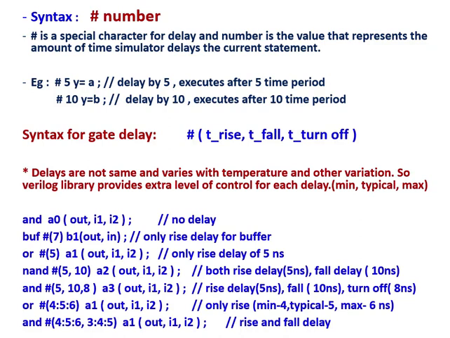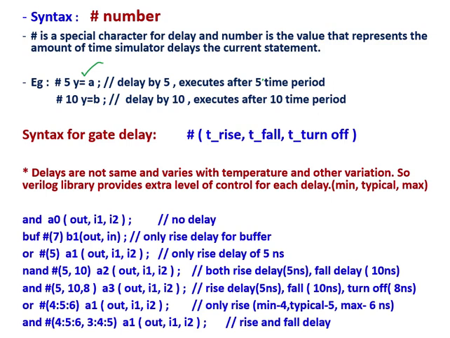And what is the syntax of these delays? The syntax is hash and a number. Hash is a special character for delay, and the number is the value that represents the amount of time the simulator delays the current statement. For example, if I write #5 y = a, it means a delay of 5: this line executes after 5 time periods. This can be 5 nanoseconds or 5 picoseconds, depending on the simulator we are using.